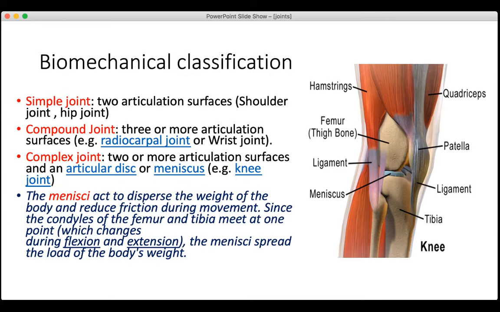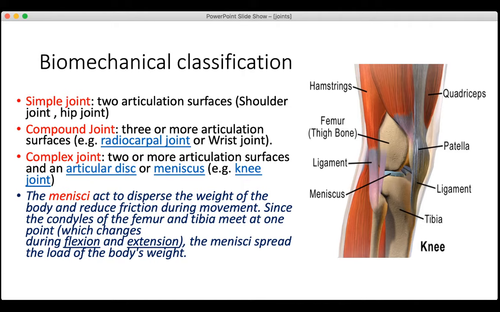Simple means when there are only two articulation surfaces, meaning when only two major bones are involved in the joint, there is no third bone involved, no multiple bones, then we call it a simple joint. Examples are the shoulder joint, hip joint, knee joint. There we have only two bones articulating with each other.